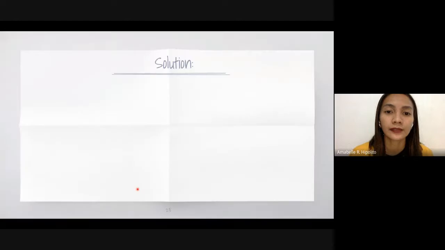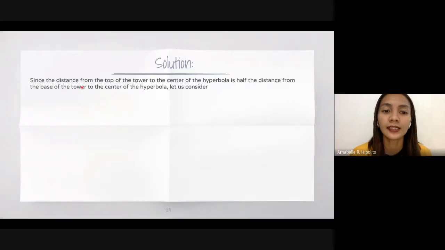Next, for the solution, since the distance from the top of the tower to the center of the hyperbola is half the distance from the base of the tower to the center of the hyperbola, let us consider 3y is equal to 150. Okay? 3y is equal to 150. So, it becomes 150 divided by 3. So, y is equal to 50.